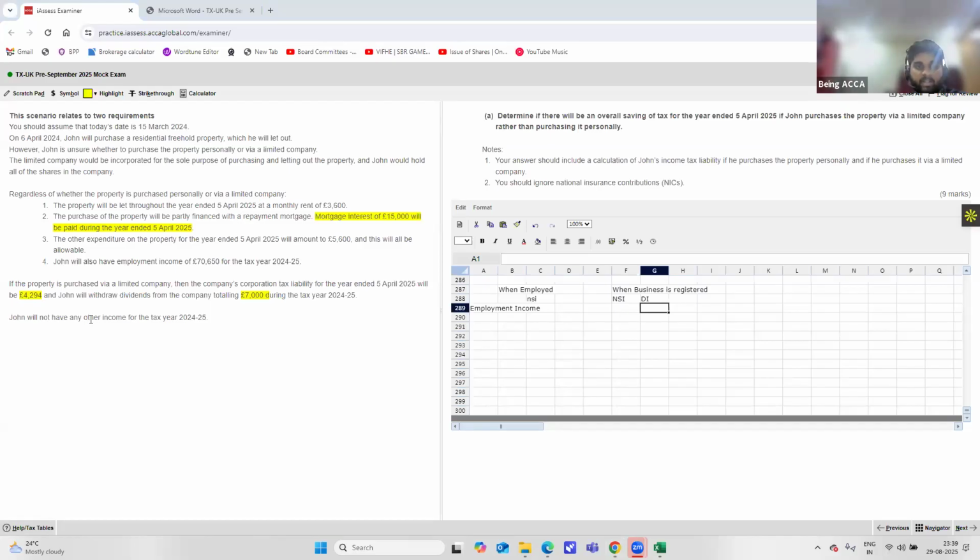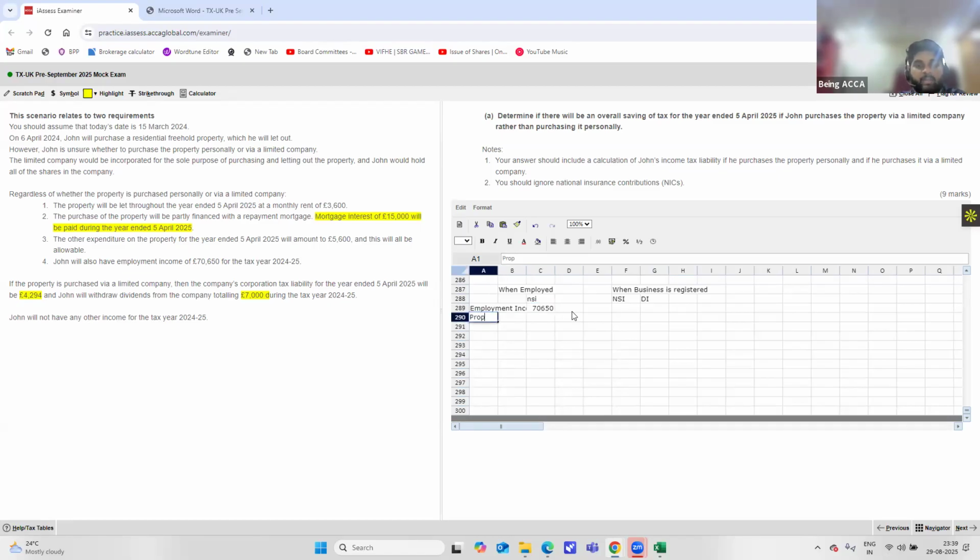Yes, mortgage is for residential property, and because of that, it will act as a tax reducer. It will not be deductible from your property income. So here what you do, your employment income is 70,650. Correct with me here?